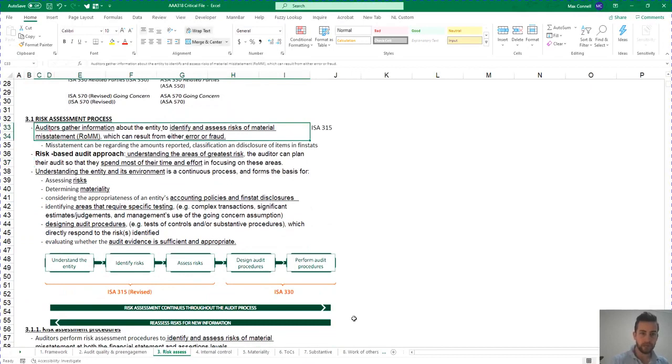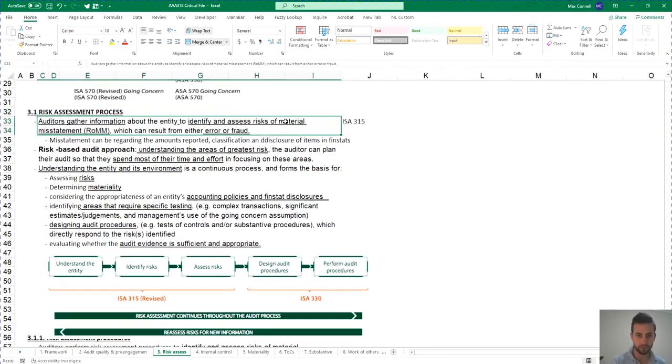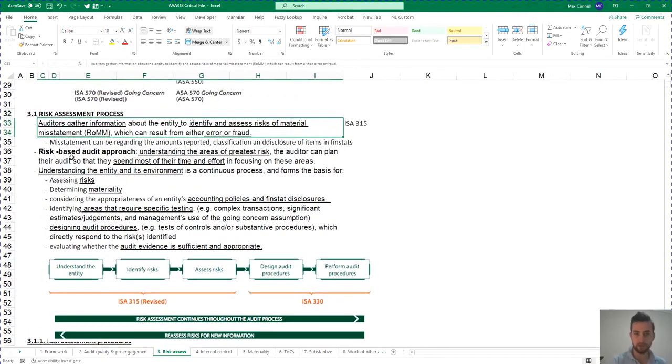So as a general overview of the risk assessment process, auditors gather information about the entity to identify and assess risk of material misstatement, or ROM, which can result from either error or fraud. A risk-based audit approach is the name of the concept that we're discussing. It's understanding the areas of greatest risks. The auditor can plan their audit so they spend most of their time and effort focusing on these risk areas.